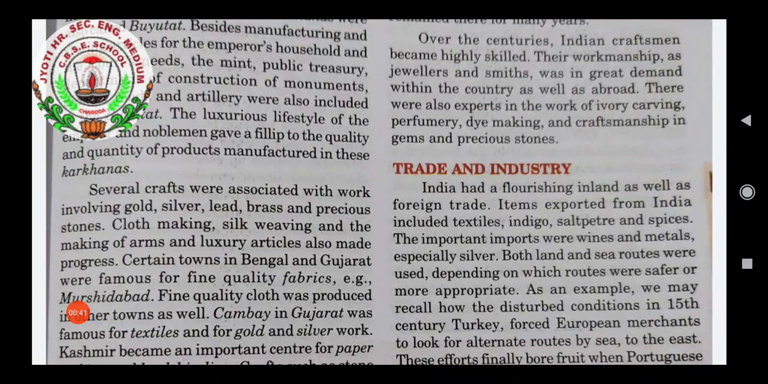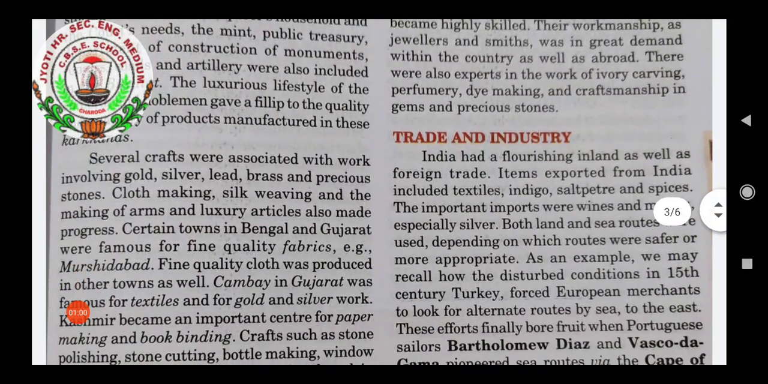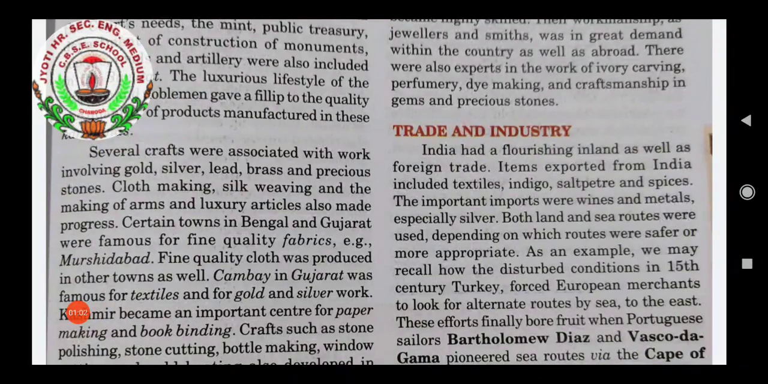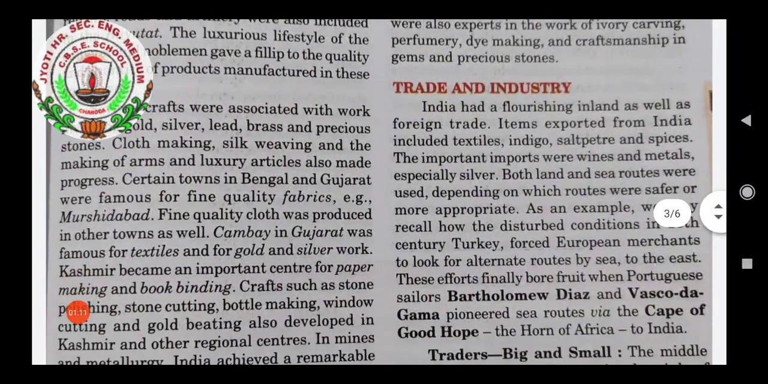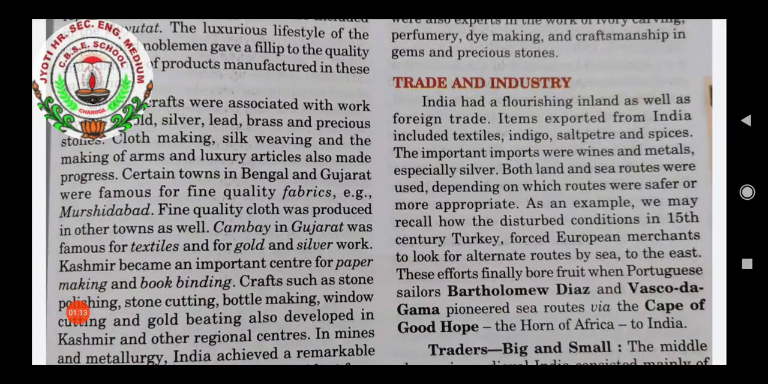So during this period, this trade was flourishing a lot. In this period, both kinds of trade were there, inland and foreign trade. Inland trade means within the particular country and foreign trade means out of that particular country, with other countries. Now here exports and imports were there. Few items were exported from India and few important items were imported to India.